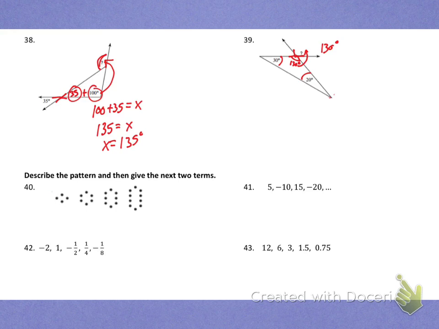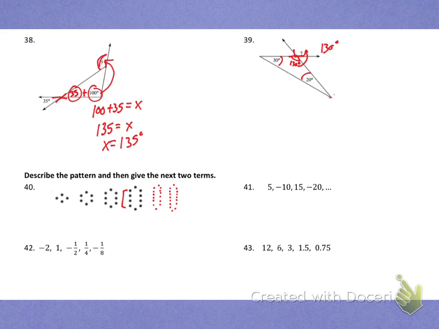All right, describe the patterns, give the next two terms. So I see that a dot on each side is given, so there's 5 right here. I'm just going to do 1, 2, 3, 4, 5, 6, and then the one in the middle. Add another one: 1, 2, 3, 4, 5, 6, 7, and then the one in the middle right there. So it's just adding 2 each time.